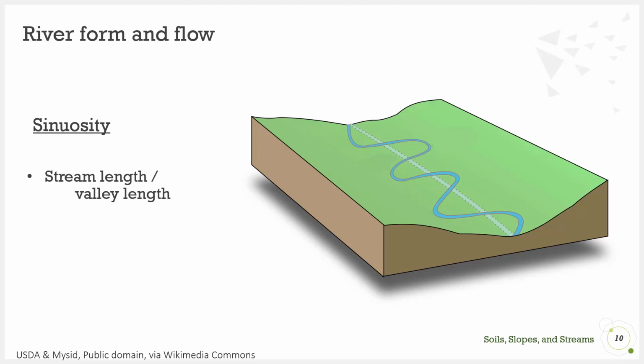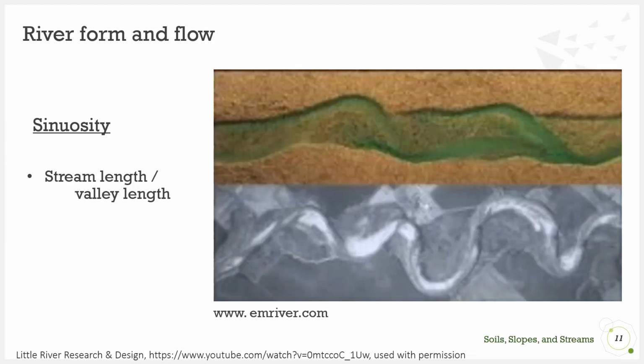Streams are self-organizing systems, and if you begin with a straight channel, and if the river is able to move the sediment and bed that it flows over, then sinuosity will increase naturally. We can see this in the next video.